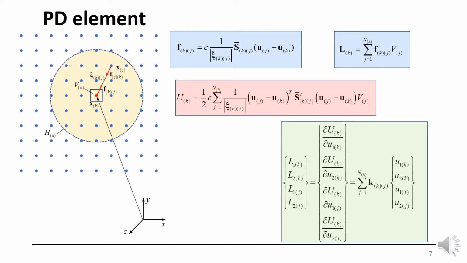So I can write down the strain energy at point K in this particular form here. And if I apply Castigliano's theorem, I can determine the forces, the components of the internal force vector at point K and J as shown here. And if I rewrite this, I end up with the expression for the stiffness matrix between K and J.